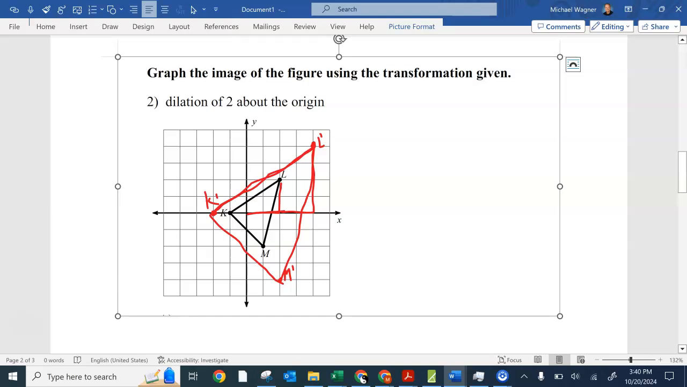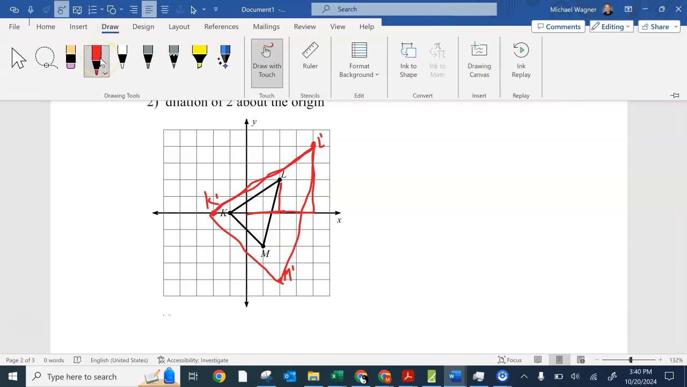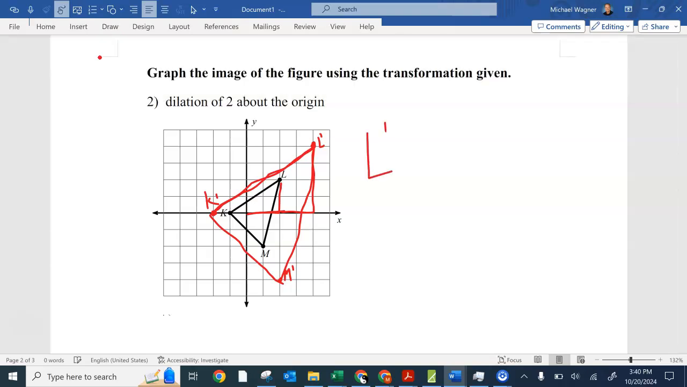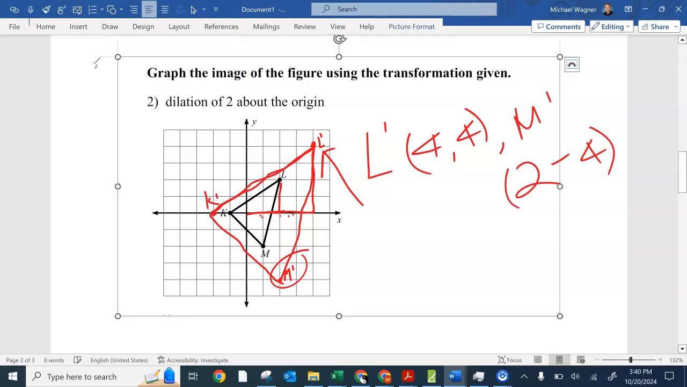So what would L prime be? It would be right here. What would that be? 1, 2, 3, 4. So it's going to be 4, 4. And then M prime would be down over here. So I go 1, 2, 3, 4. So that would be 2, negative 4. Okay, you get the idea.